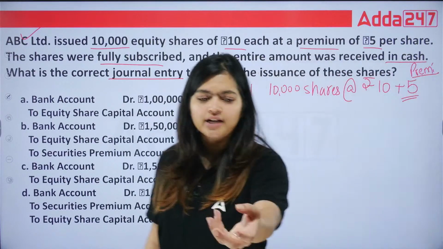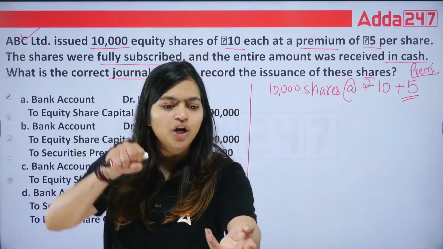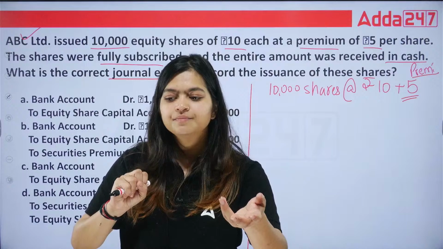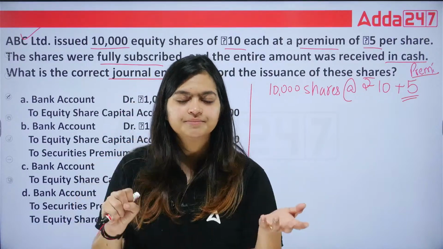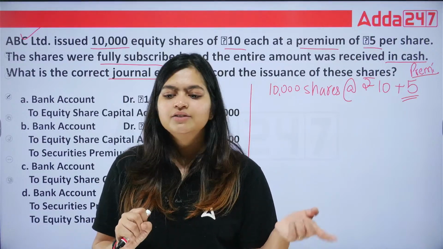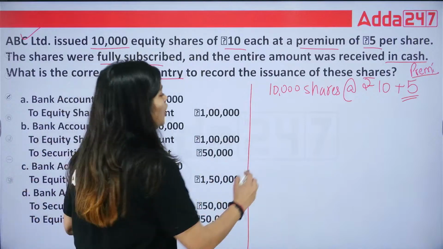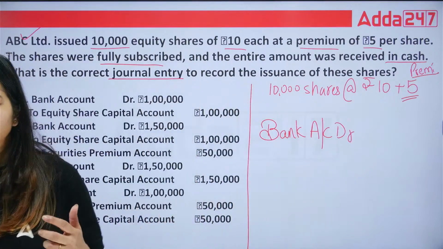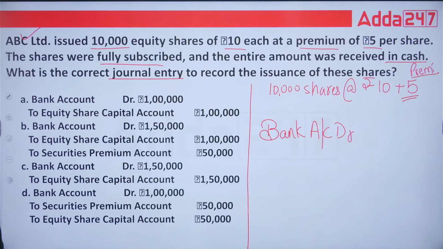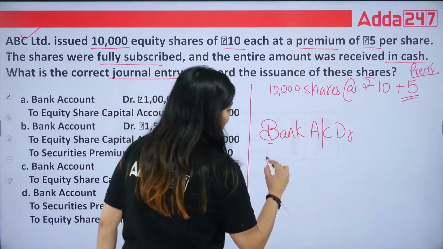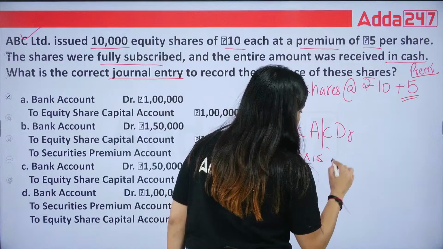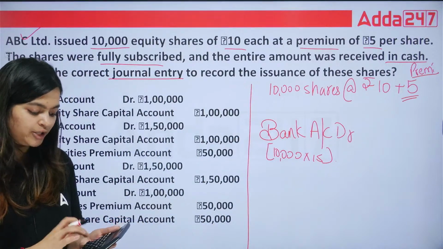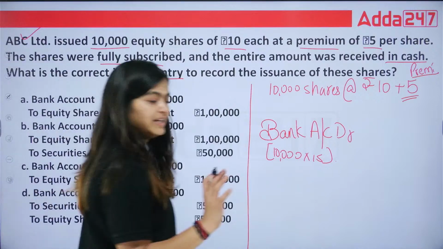As you issue these shares, you receive the cash, correct? Or we can say the bank, because we are receiving the amount in our bank. So on the debit side, we are going to write bank account. And what amount are we going to write? Total 10,000 shares into 15, because they are fully subscribed and we are receiving the total amount in cash. So 10,000 into 15, that is your 1,50,000.